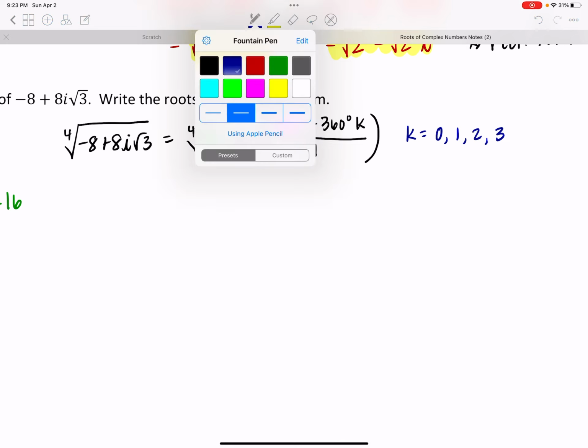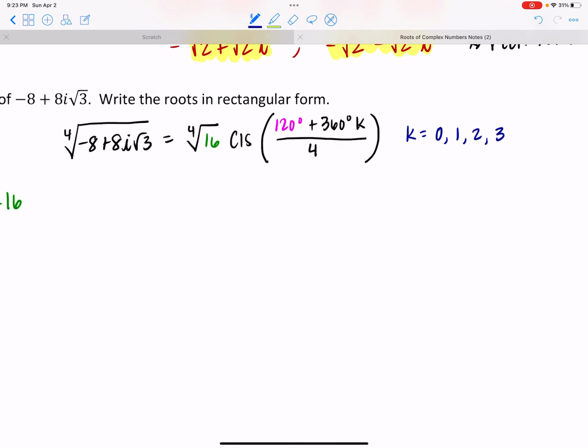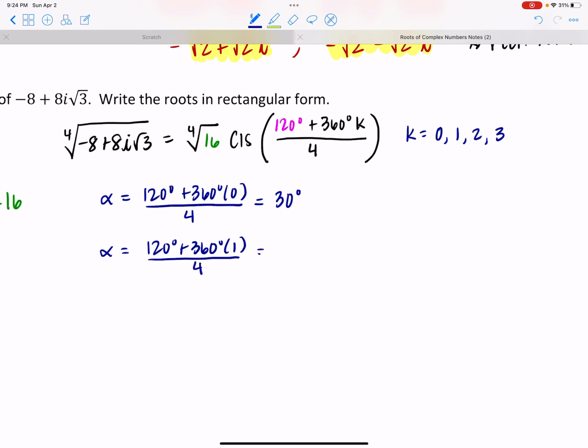Alright, so now we've got to figure out what those angles are. So I'm going to call them alphas. So alpha is going to equal 120 plus 360 times 0 over 4. And that's just 120 divided by 4, which is going to be 30 degrees. And then another alpha is going to be 120 degrees plus 360 times 1 divided by 4. And so 360 and 120, that's 480 divided by 4 is going to be 120.